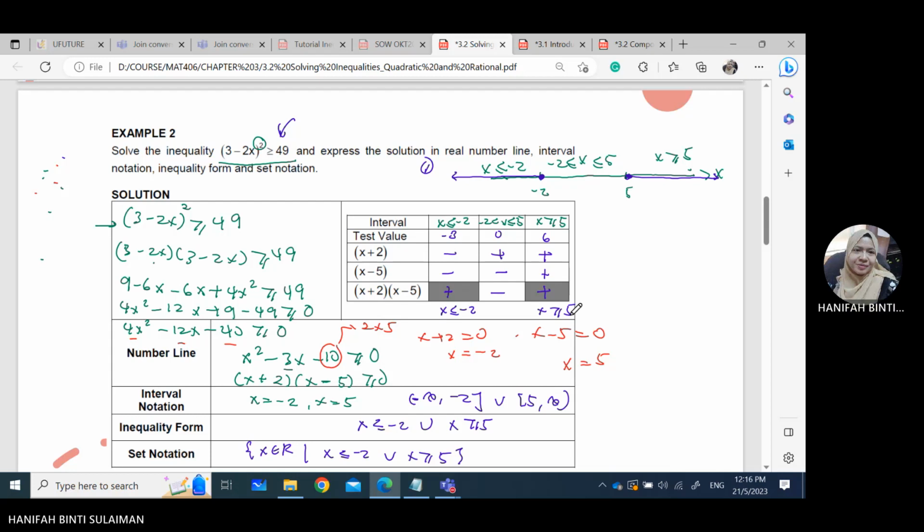Boleh jelas? Tu kena buat kat test value. Dekat line lah. Jadi kita ambil yang positive area. Positive area yang itulah X less than negative 2 and the positive area is greater than 5. Okay. Boleh? Ada soalan lagi? These are the steps to solve for quadratic inequality.